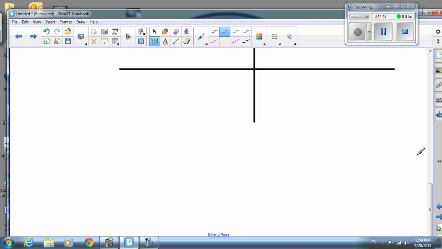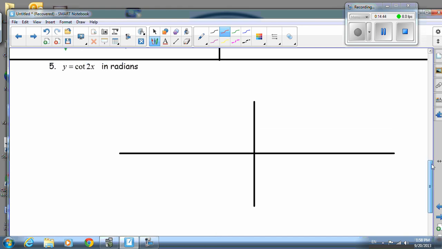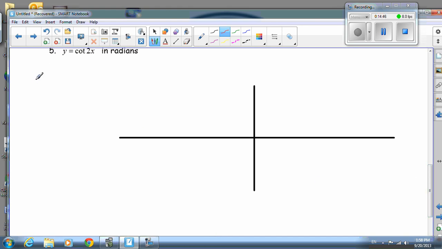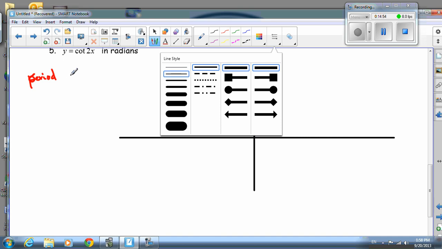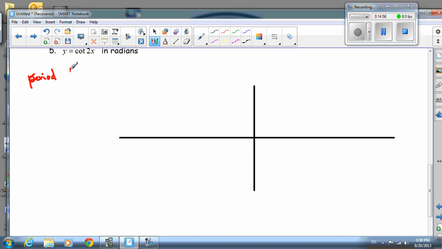This time I have the cotangent function. Cotangent is the decreasing function. Let's start with the period. The period of a cotangent function is 180, since it's in radian, is pi over 2. Therefore, the CP is pi over 8.